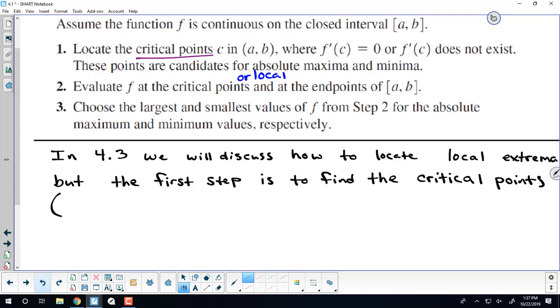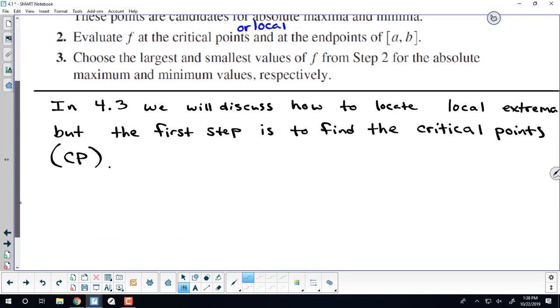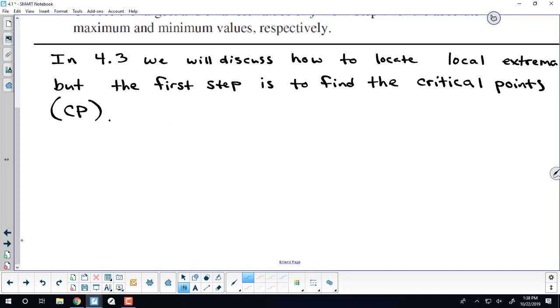And I'll just start abbreviating critical points. So in order to find both absolute extremes and local extremes, you have to be able to find the critical points. And we'll look at some examples of how to do that, and then build upon that the critical point notion in 4.3. So let's look at a few examples. Find or state the critical points.